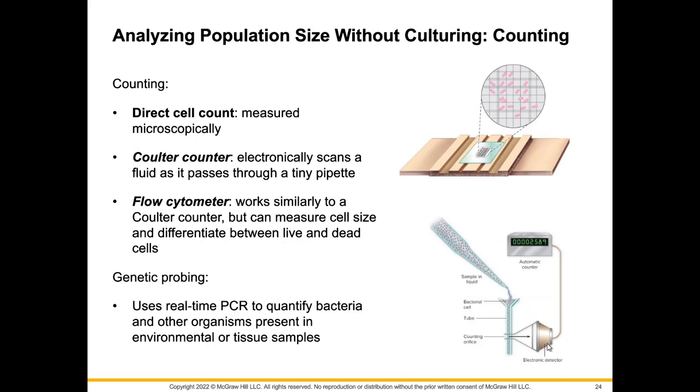All right, so there are a few other examples of how we can calculate population size. We can do it by counting, probably the most pain in the butt way to do it, to be honest, because you can directly measure them microscopically. There are cytometers, but this will do: it's a slide that you put on a microscope and it has all these little lines on it.